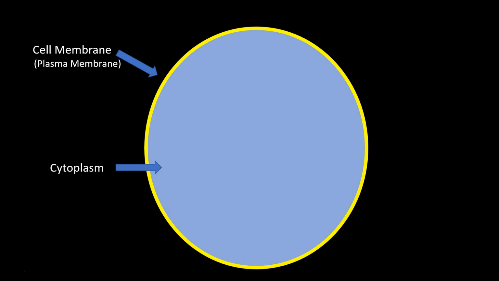Next, we have the cytoplasm. The cytoplasm is the jelly-like substance inside of the cell. Why is it jelly-like? Well, it's mostly made up of proteins in water, and that gives it this thick texture, kind of like Jello. The cytoplasm is also where most metabolism occurs, most metabolic reactions.